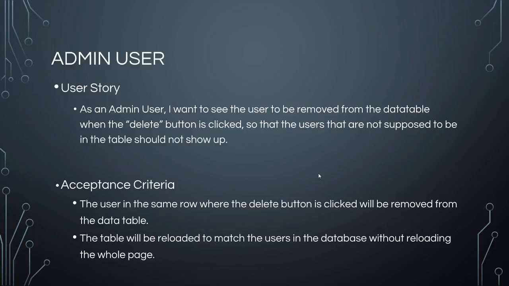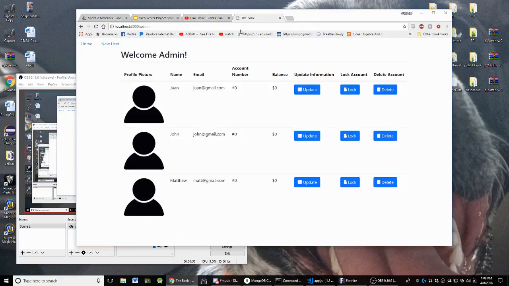My first user story is, as an admin user, I want to see the user removed from the database when the delete button is clicked, so that users who are not supposed to be in the table do not show up. The acceptance criteria is that the user in the same row where the delete button is clicked will be removed from the data table, and the table will be reloaded to match the users in the database without reloading the whole page.